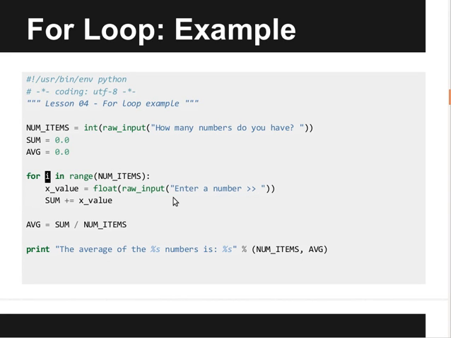The range function, if you're wondering, is a utility function that's part of Python. I'm going to go with my example of 5 numbers. The user says they want to average 5 numbers. I put 5 in here. What range is going to do with that 5 is start with 0 and go 0, 1, 2, 3, 4, and then it'll stop when it hits 5.